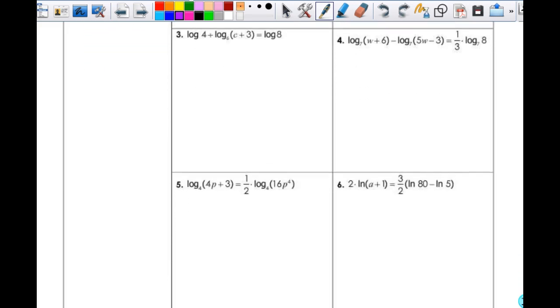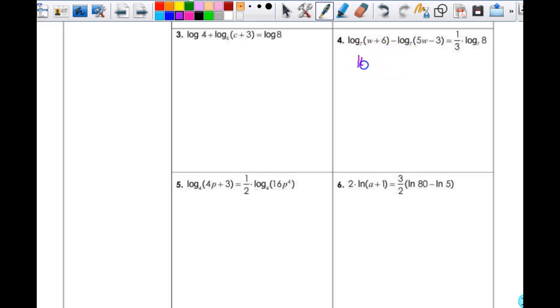We have to condense our logs first. I do not have a single log on both sides. So when I have these 2 logs and they are being subtracted, what happens? Divide. Do I have the log of w plus 6 over the log of 5w minus 3?